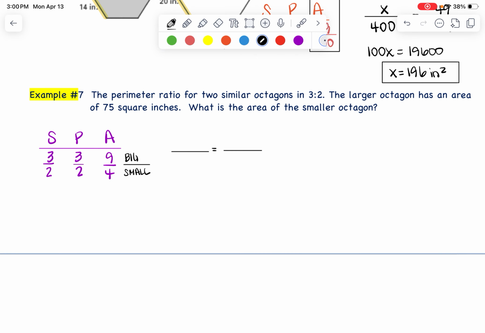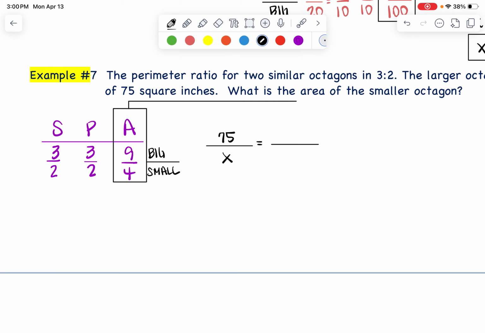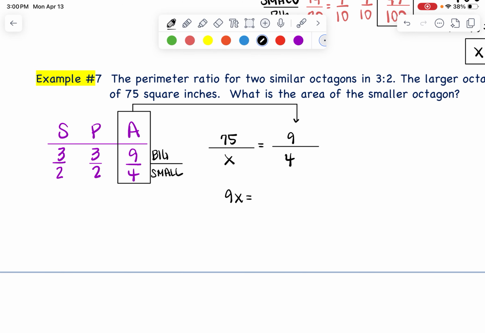We're talking about area, so the larger octagon is 75. What is the area of the smaller one? So 75 over x. Since we're talking about area, we have to make sure we're using the area ratio, which is a 9 to 4 ratio. And there you have it. So we're going to end up getting 9x equals 300. And 300 divided by 9 is not going to give us a friendly decimal, it's going to be repeating, so we're just going to leave that as 100 thirds.